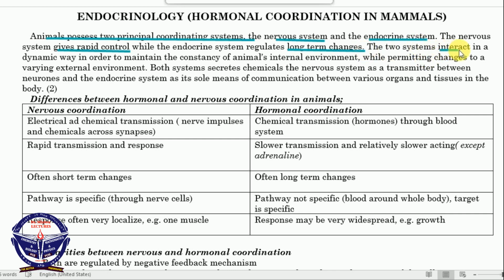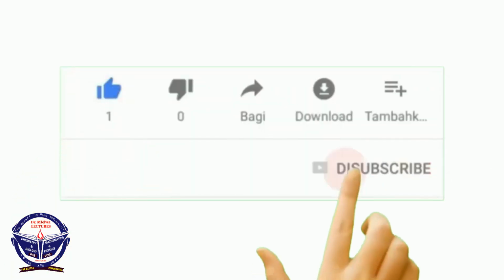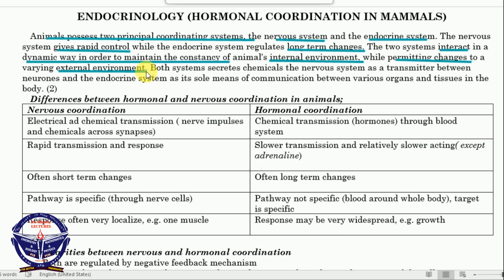The two systems tend to interact, and one example which is very common for the interaction of the nervous and the endocrine system is the control of the secretions of the digestive juices, as we discussed in nutrition. Now the two systems interact in a dynamic way. So there is no constant way of interaction between the endocrine and the neural system. In a dynamic way, in order to maintain a constancy of the animal's internal environment, while permitting changes to a varying external environment, as we discussed in various lectures before, kwamba tuna internal and external environment. However, we will discuss more in detail about this when we discuss homeostasis.